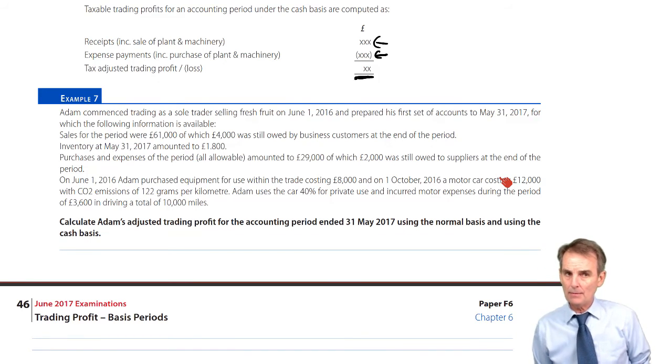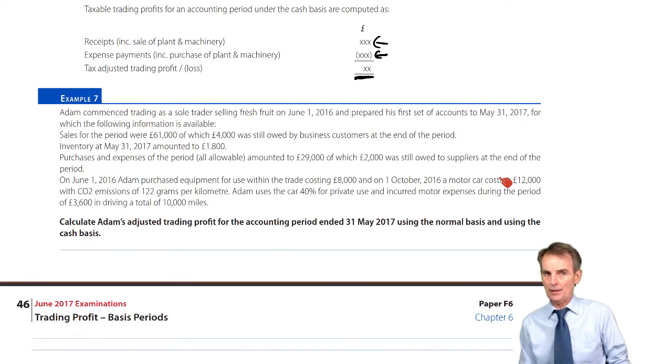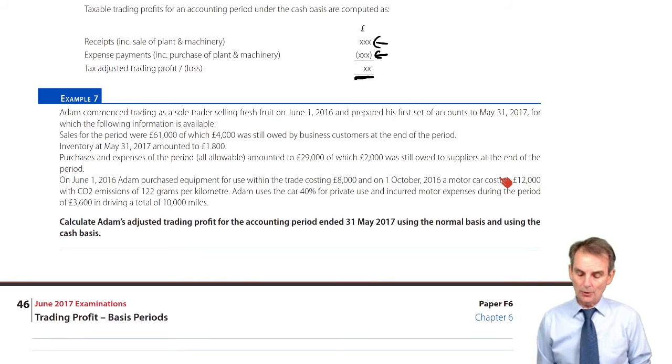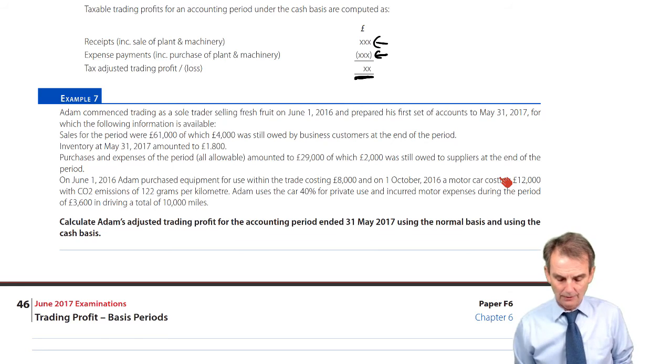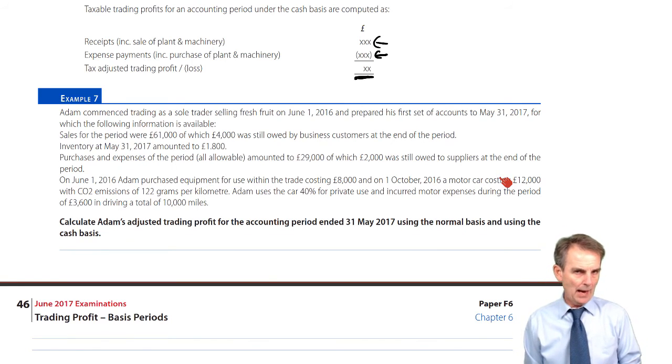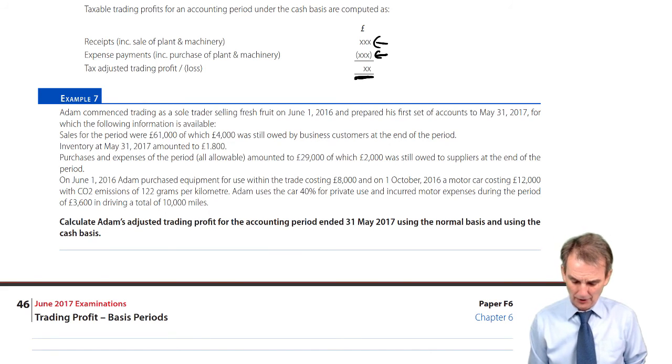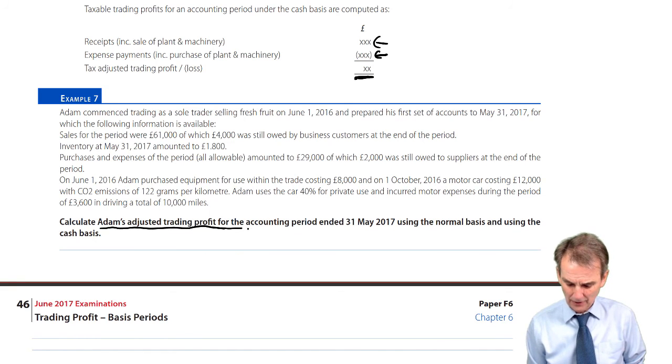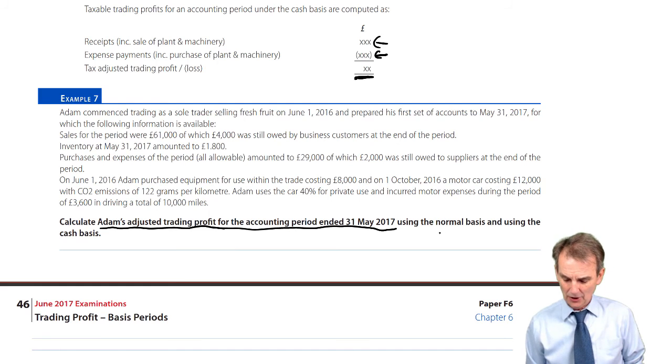It probably would be a good idea to actually bring this session to an end, just looking at the timing on it so that the file isn't too big. So what I'll ask you to do, read through that information, familiarise yourself with it, have a think about how we would satisfy these particular goals of calculating Adam's adjusted trading profit for the accounting period ended 31st of May 17 using the normal basis and also using the cash basis.